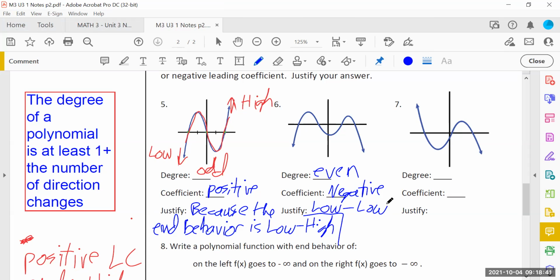Last one, degree, even or odd? Odd, they're going opposite directions. Odd for opposite. Coefficient, positive or negative? Negative, the end's going down. Yep, your justification is high, low. So does everybody see the connection? You can go either way. You can go from the graph and describe the equation, or you go from the equation and describe the graph.